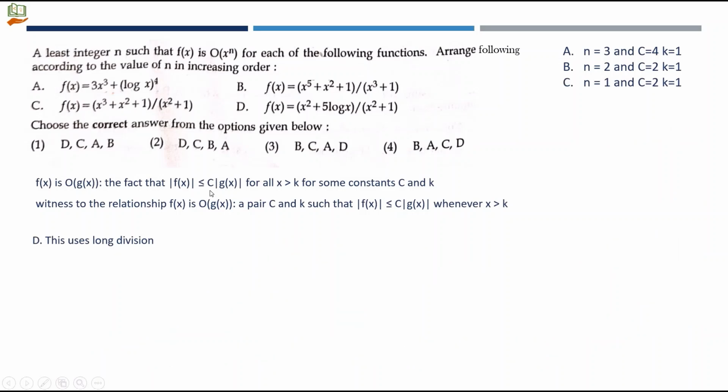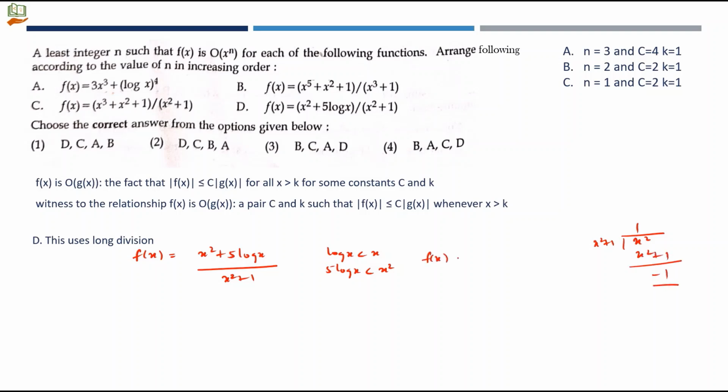Now we will go to the D polynomial. F of x is equal to x square plus 5 log x divided by x square plus 1. Log x is going to be less than x. So 5 into log x will be definitely less than x square. So if I go for division with x square alone, x square divided by x square plus 1, I have to place only 1 here. This will be x square plus 1 and this will give minus 1 here. F of x will be having 1 as the quotient plus some lower order terms. So I don't want to go with minus 1 and all because we already have 5 log x here. So let's take only this part.